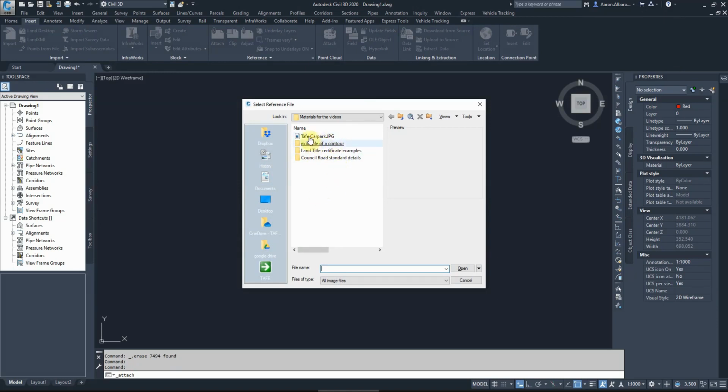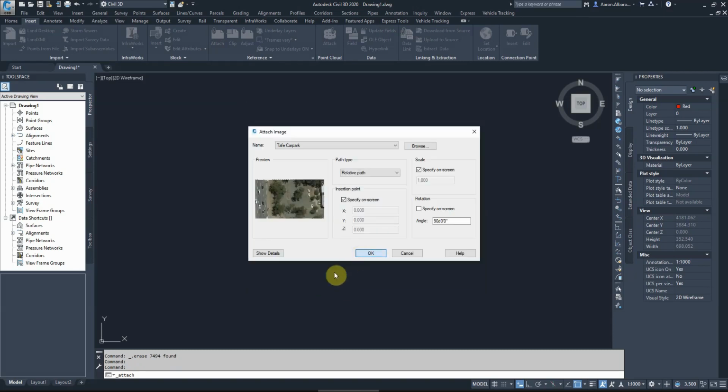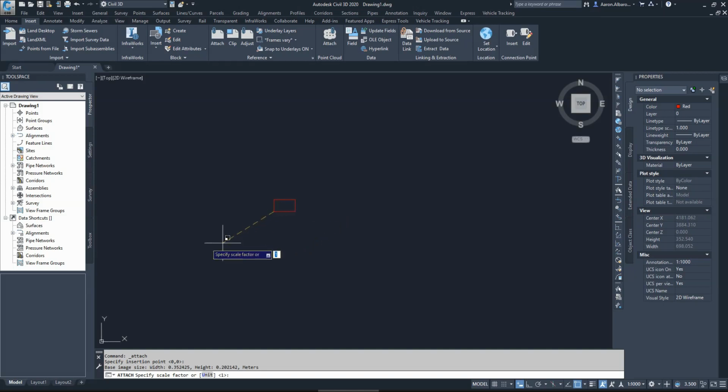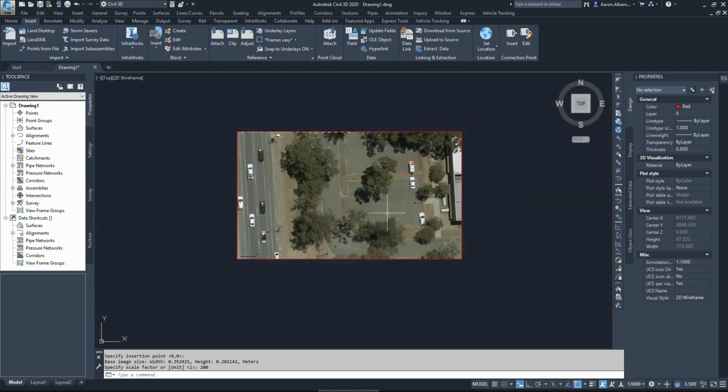Navigate to the location of the photo. You can navigate to it and find the image that you took, the screenshot of the car park, and say just insert anywhere. You're asking for the scale. As we agreed, we don't worry too much about the scale initially, we will fix it in a minute. So I'll just enter 200 for now, so I can just place it anywhere.